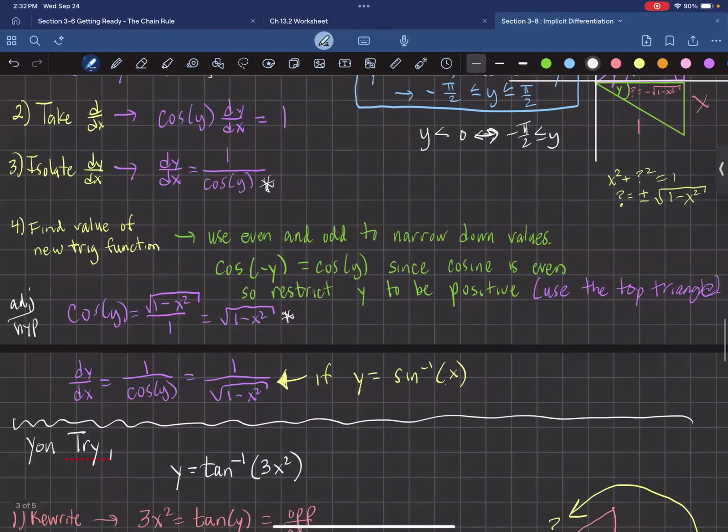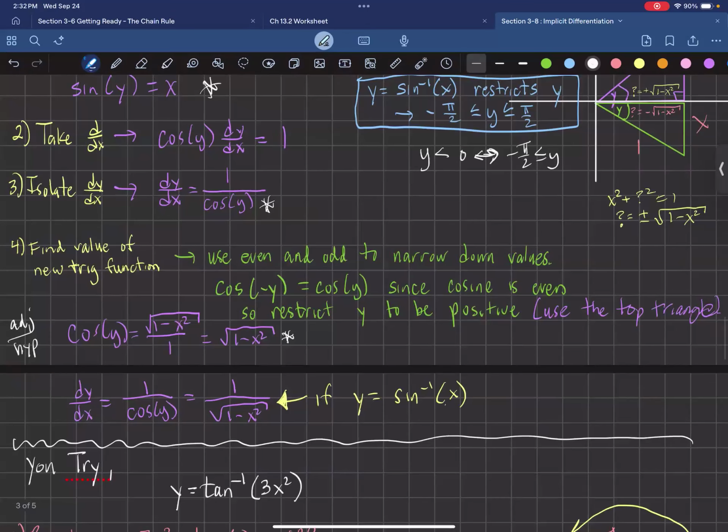You try, and I made it a little bit trickier. We're going to do tangent inverse, but I got 3x squared on the inside. It does not change the process. The process is the same. I recommend pausing the video and trying this. Okay? Change it over so you have tangent y equals 3x squared and go from there. Draw the triangle.